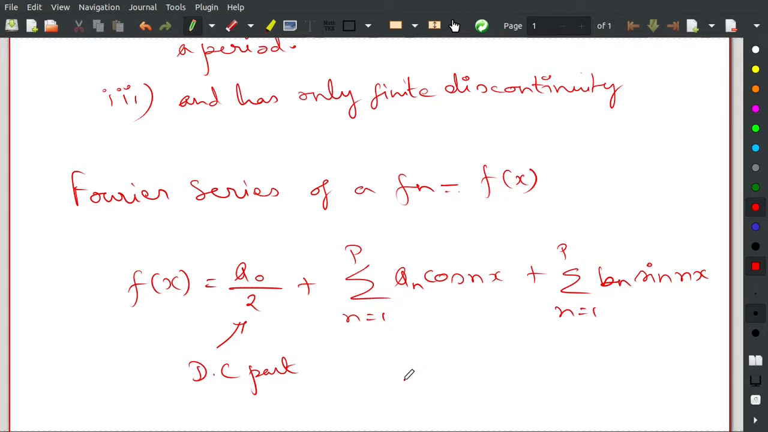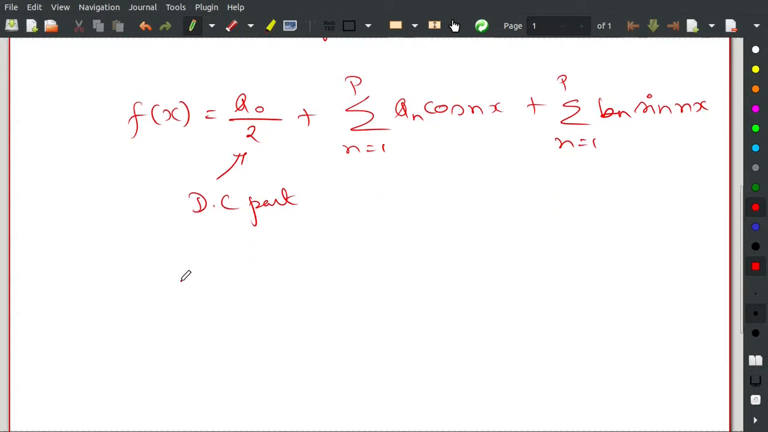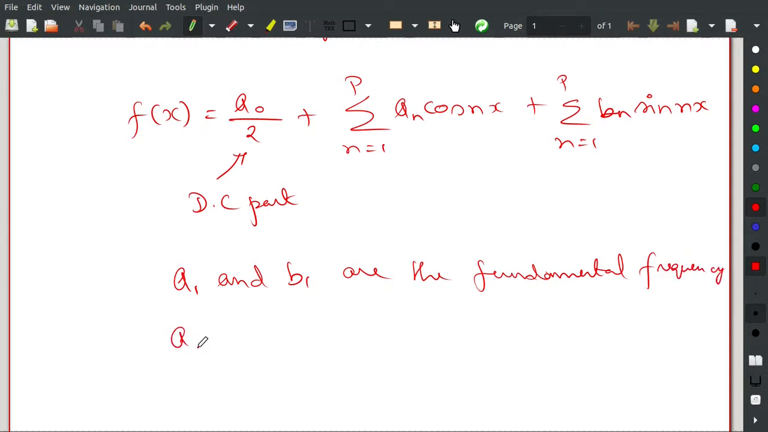So this is the DC component. Here a1 and b1 are the fundamental frequency. If the limit runs from n equals 1 to p, then there will be a1 and b1, and these are called the fundamental frequency. And all other values of a and b, that is a2, a3, etc., and b2, b3, etc., are called the harmonics.